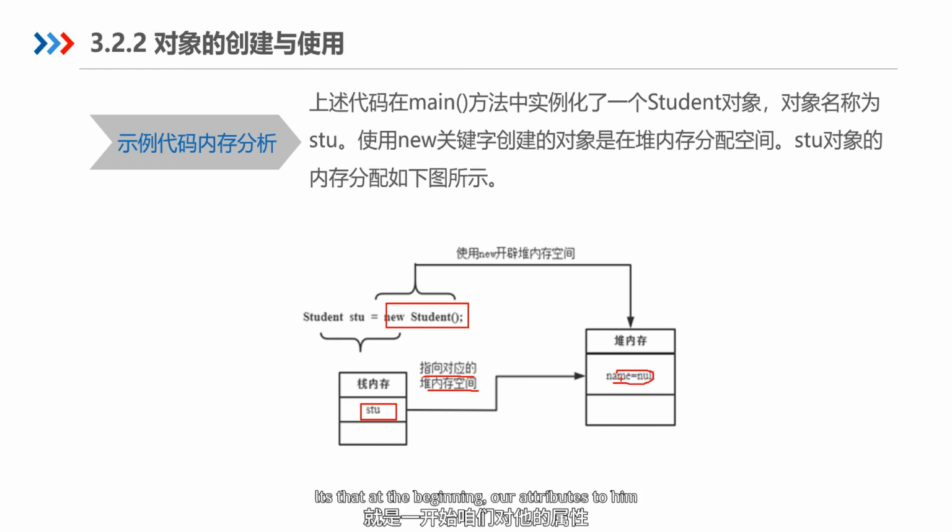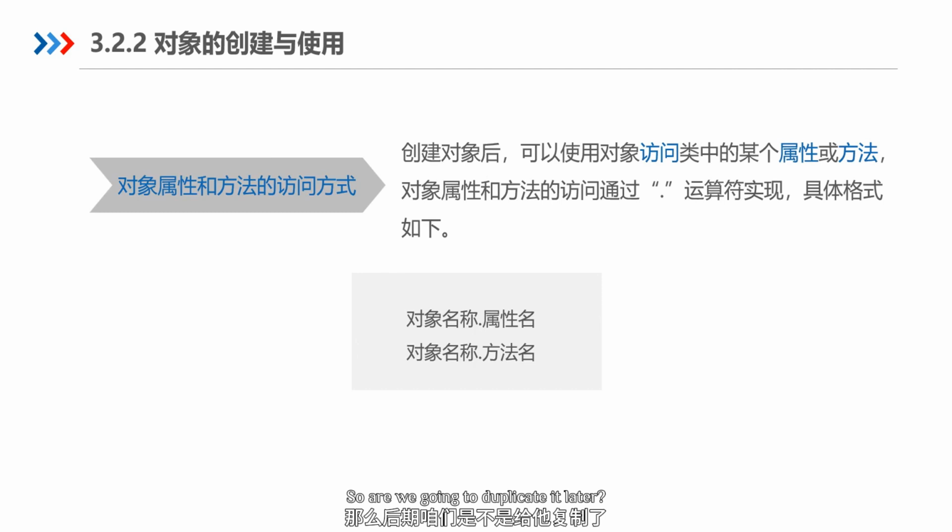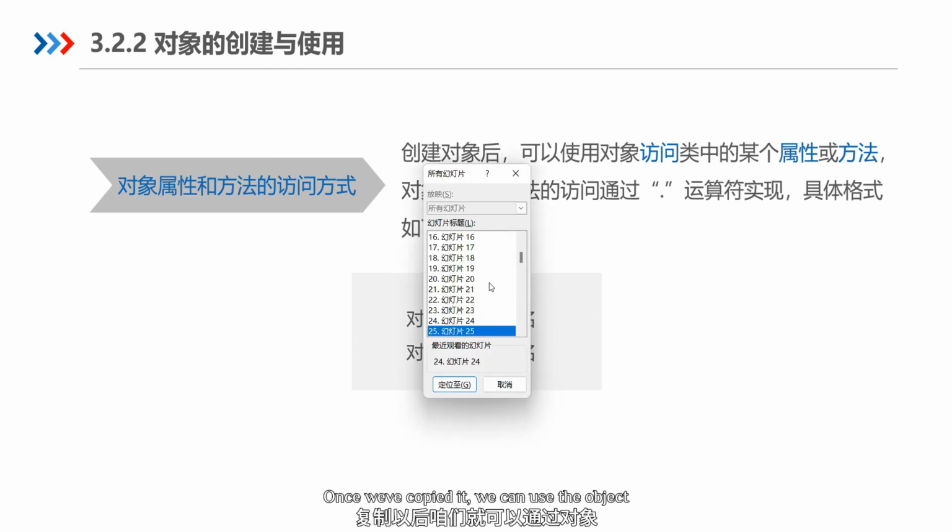At the beginning, the attributes of the object have default values before we assign them. For string, the default value is null. For int, the default is 0. Double is 0.0. Boolean is false. Once we've created the object, we can use it.